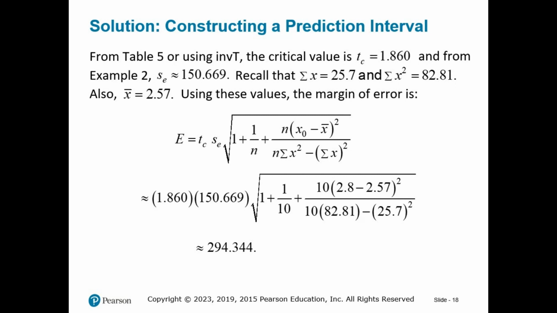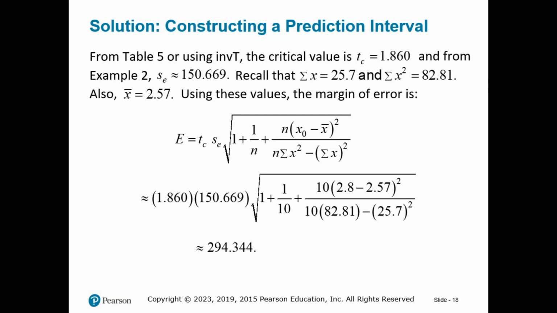Other information we need that we've already found is the S sub E, which was 150.669. Earlier in the process, we found the sum of the x's to be 25.7, and the sum of the x's squared to be 82.81. Also, the x bar value is 2.57. Using these values, we plug into this scary looking formula. We have 1.860 times 150.669 multiplied by the square root of all the rest of this: 1 plus 1/10, plus the ratio 10 times the square of the difference, 2.8 minus 2.57, divided by 10 times 82.81 minus the square of 25.7. Okay, we should get 294.344. So that is our error.